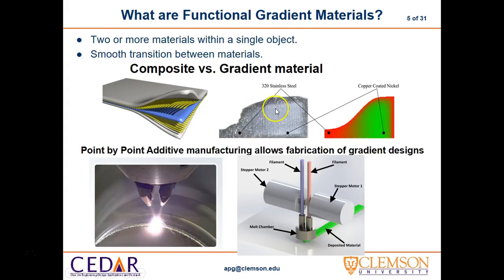So in this picture, we have a transition from steel to copper coated nickel, and this picture on the left is actually the cross-sectional view of a part that was fabricated with additive manufacturing. So the question is, how do we design this gradient within the part? The reason this is interesting is because we can fabricate these with additive manufacturing, whereas with other manufacturing processes, it would be very difficult or impossible to make these gradient materials.